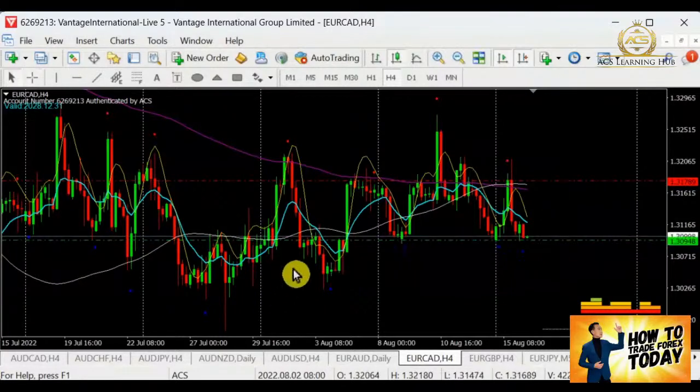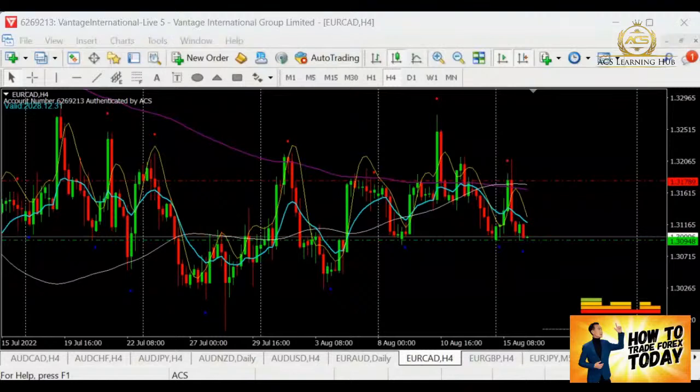Also EURCAD. Right now it's on the support, but we just need to wait for it to break the support, and then we'll start trading below. EURCAD, not bad. So I will still be looking out.